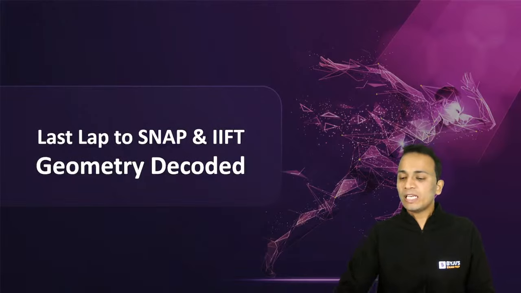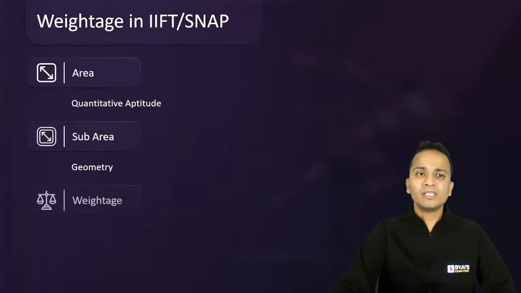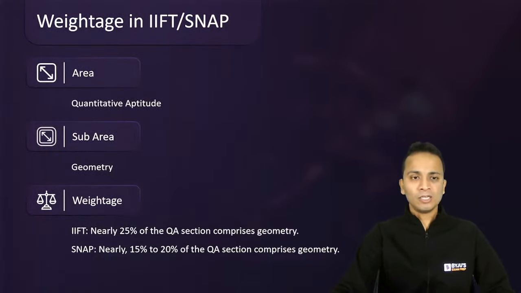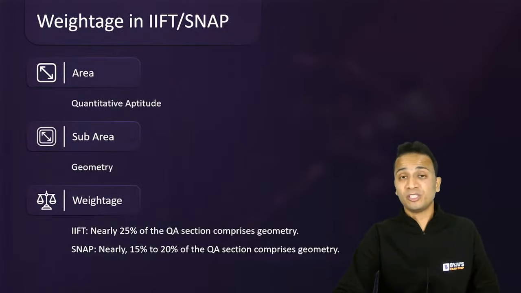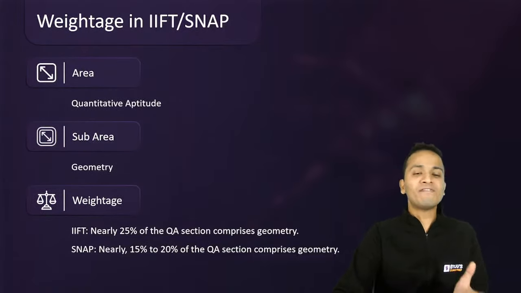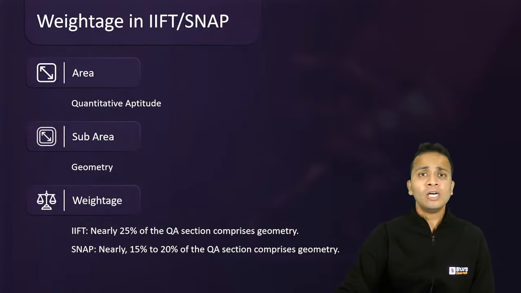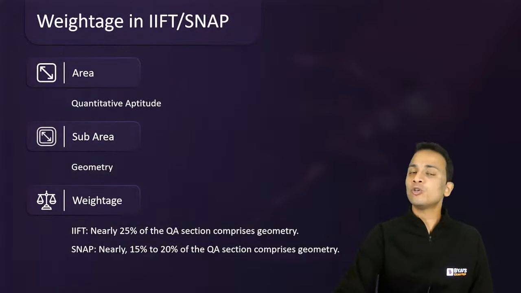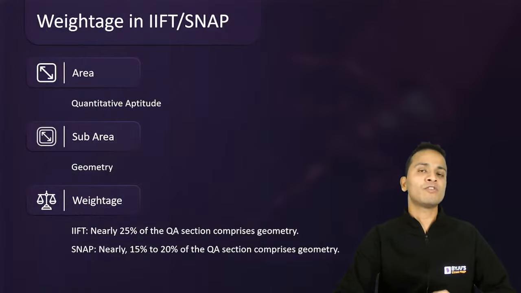So friends, let us quickly have a look at how geometry has behaved in the last few years in IFT and SNAP. So in IFT, I can say that nearly 25% of the questions, 25%, I believe it's a joke, but actually it's not a joke. So 25% of the QA section comprises of geometry in IFT. Also, somewhere around 15 to 20% of the questions in SNAP have been from the area of geometry. All right, so I can say that yes, geometry is one of the most important areas in these two examinations.